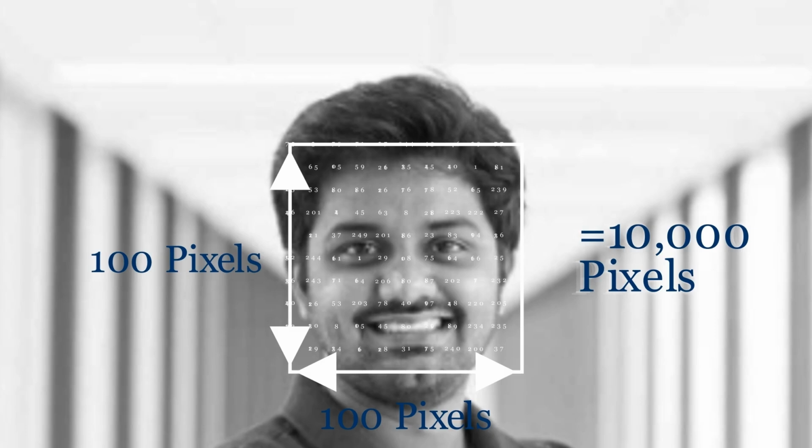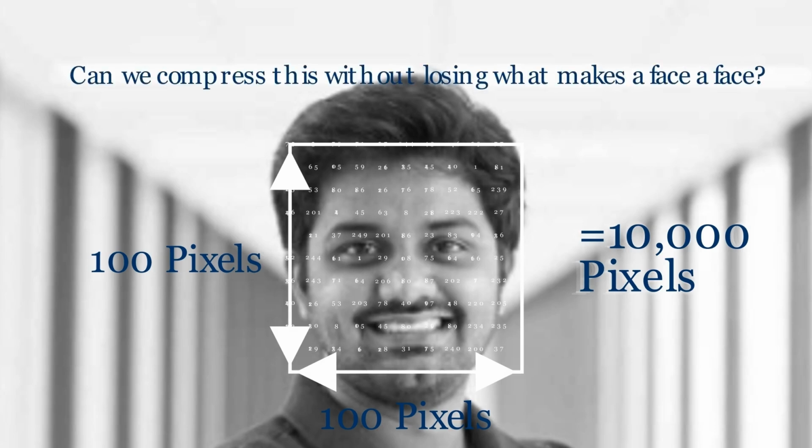And if we have hundreds of these faces, well, that's a lot of numbers. But here's the thing: not every pixel is equally important. Can we somehow compress this data without losing what makes a face a face? That's where PCA comes into play. PCA is a tool that looks for patterns. Specifically, it searches for directions in this high dimensional space where the data varies the most.